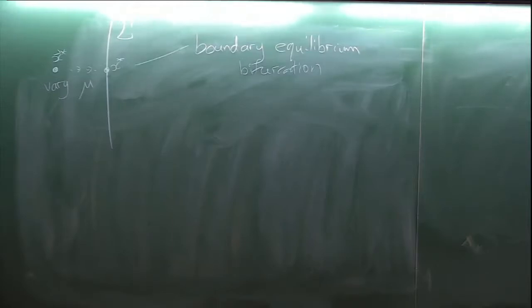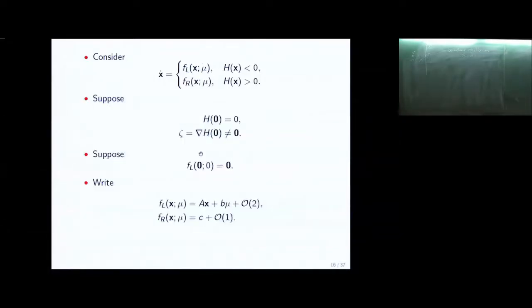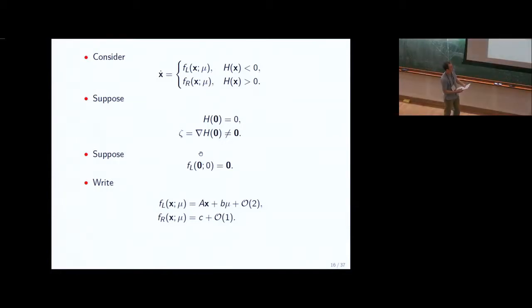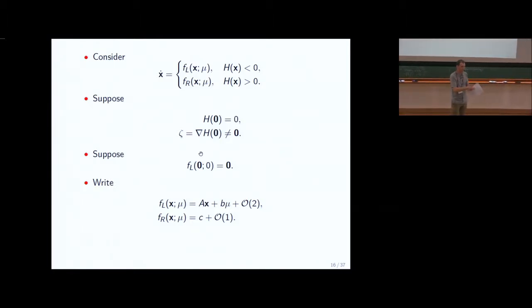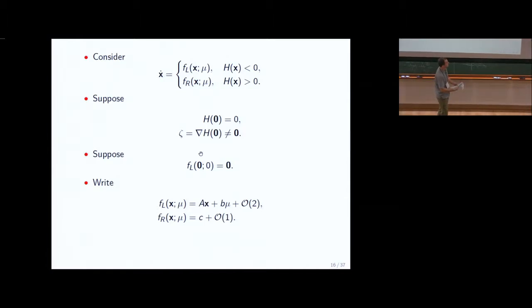So, okay, let's work towards a general theory for boundary equilibrium bifurcations. So we consider systems of this form, just with a single switching manifold. A boundary equilibrium bifurcation is a local bifurcation, and we only care about what's happening to the dynamics locally. So the system could have other switching manifolds further away, but those are not important.